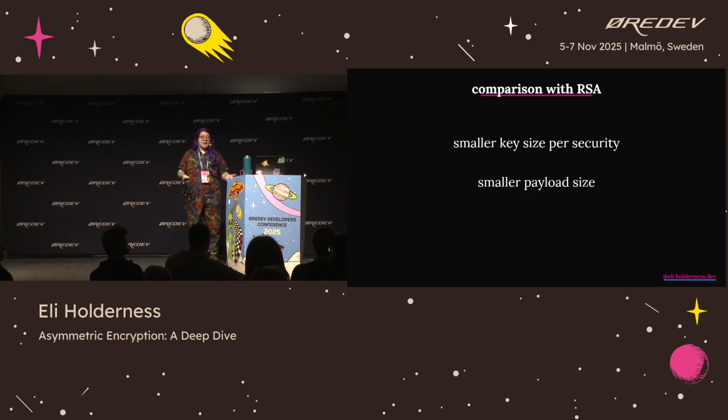Smaller payload size, again, the same benefits. We want to be sending less data. Sending data is expensive, so we want to minimize that. And faster computation as well. So basically, it's better than RSA. Fantastic, great. And this is why it's been chosen over RSA in the last few years as the go-to method for doing asymmetric cryptography.